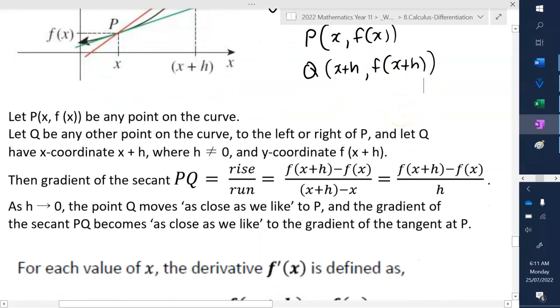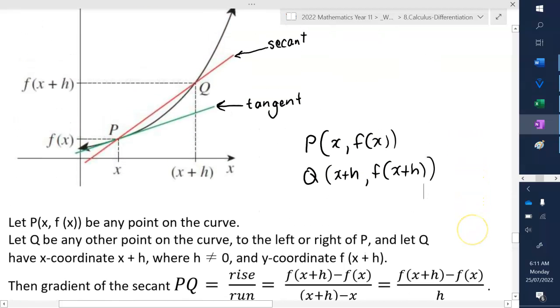And that's what we've done here. What I've written here is as h goes to 0, this h, which is our h distance here, brings that Q down to P. So h is going to 0. And as that happens, the point Q moves as close as we like to P. And the gradient of the secant PQ becomes as close as we like to the gradient of the tangent at P. And that's where our first principles formula comes. So basically, as Q comes as close as we want to P, it basically only becomes P, and we're going to take the green line then instead of the red line, and that's our gradient of the tangent.